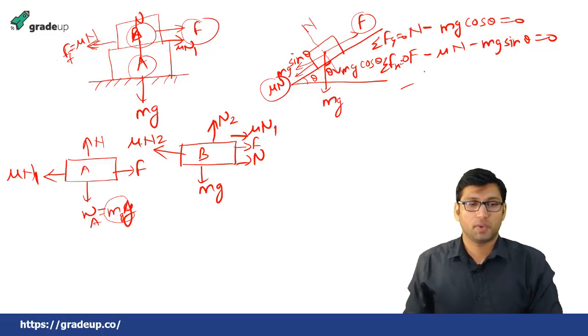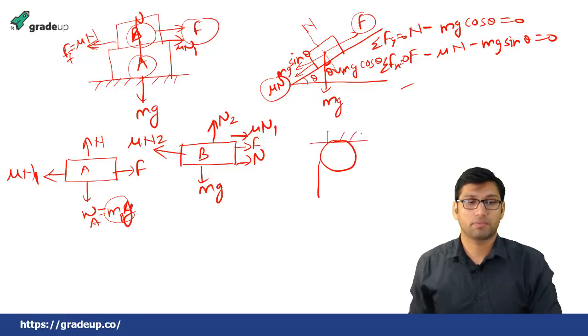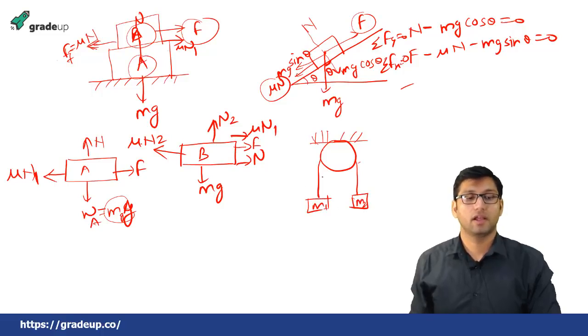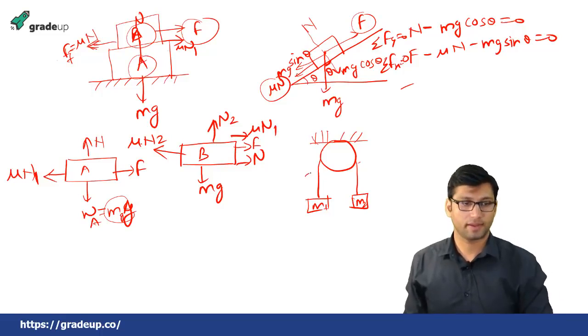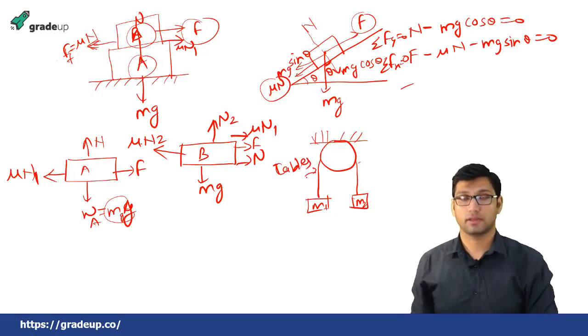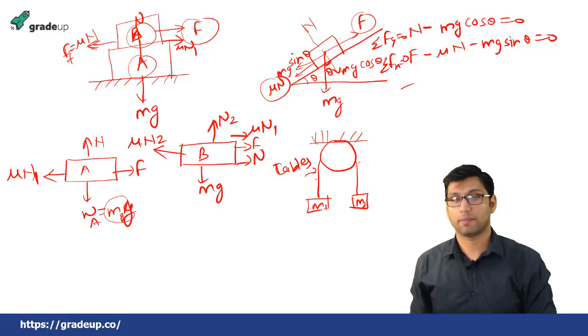So I hope this is clear to you. And then in the end, we see the example of a pulley. There is a fixed pulley which is fixed over here, and this is having two weights, m1 and m2. Now as you know, this pulley system is held with the help of these cables, and this pulley is supporting two weights with the help of these cables.